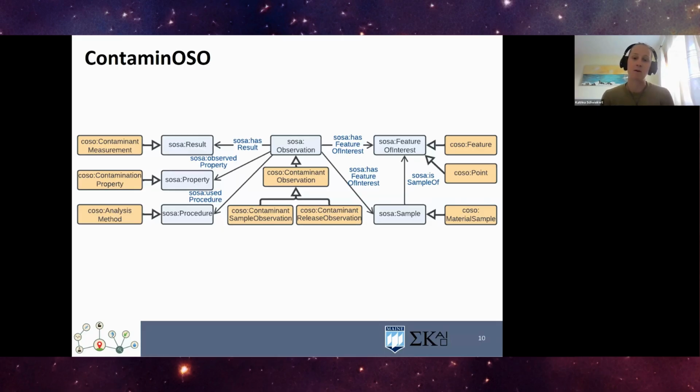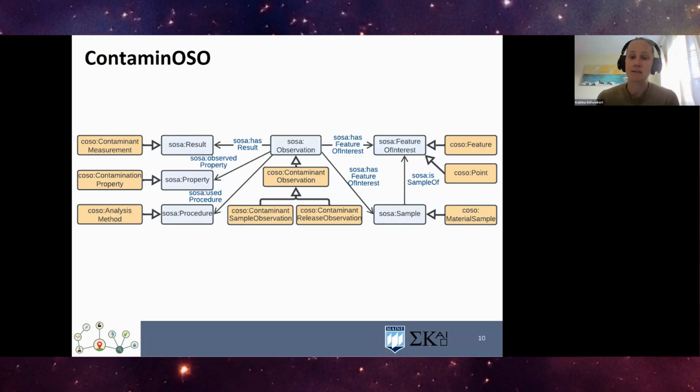We have two types in our graph. Samples that are taken in the environment of PFAS, such as sampling water or sampling a field, sampling animals and livestock and things like that. And then also release observations, where we know that a chemical has been released into the environment. This is typically some kind of volume or ton measurement as opposed to a concentration for the sample observations.